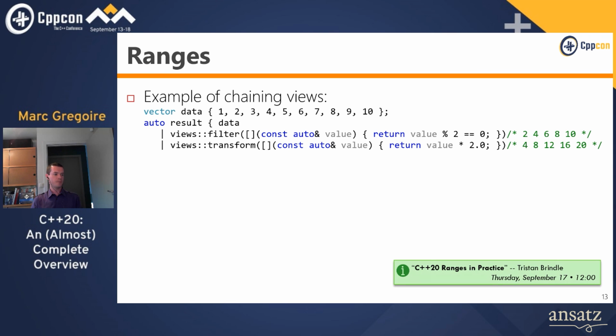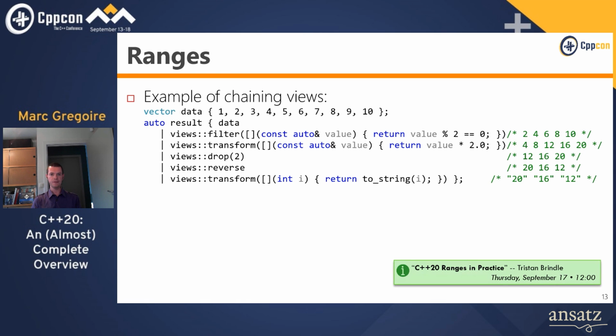Next operation in our pipeline is a transform operation, and this transform operation is just doubling all the remaining elements in our range. So we get 4, 8, 12, 16, and 20. We drop the first two elements, so we get 12, 16, and 20. We reverse the elements, and finally we transform them again, and we convert the remaining elements in our range to strings. So the result is 3 string elements representing 20, 16, and 12.